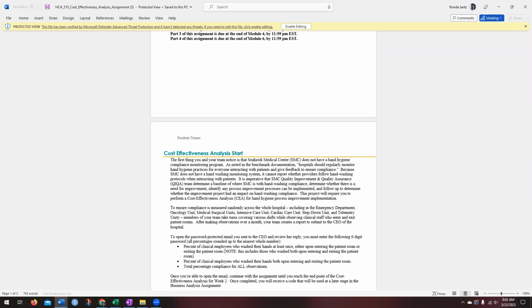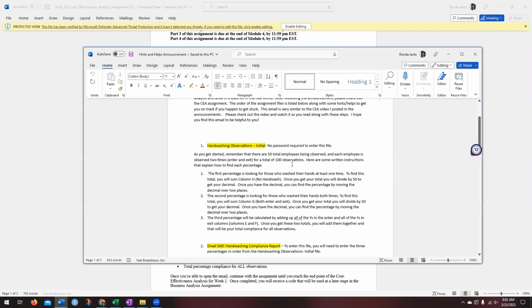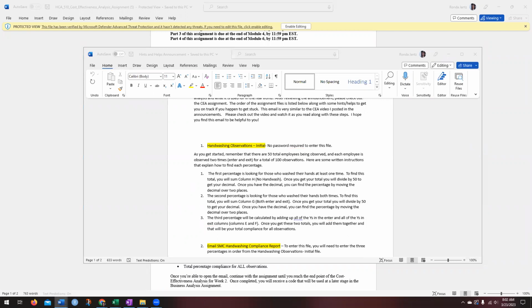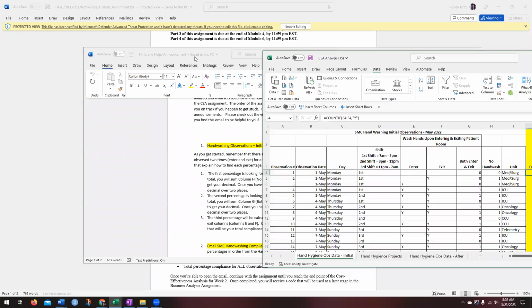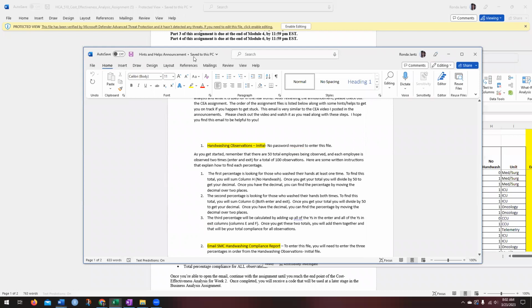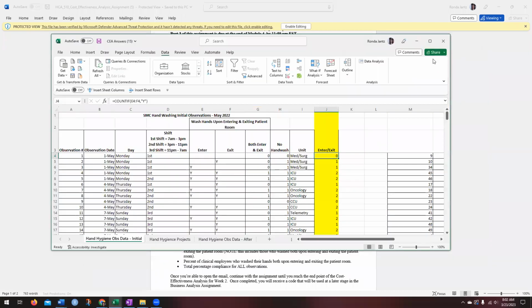And so if you look at the file that I gave you, the first percentage, we're looking for those who wash their hands at least 1 time. To find this total, you'll sum column H. And so I am going to bring over a file for you that is not the same one that you have, but it's things that I've added that you may find helpful. So we're going to total column H first.